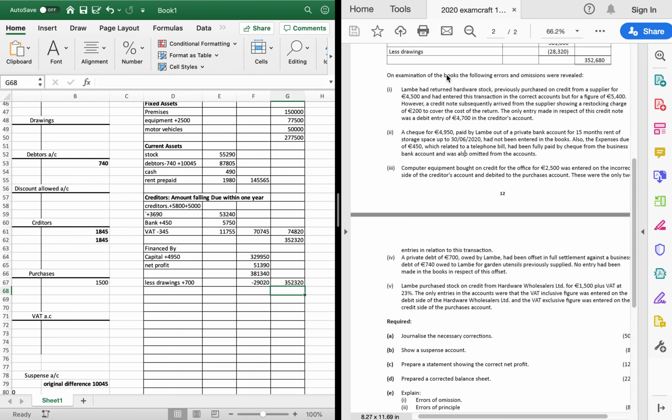An error of principle is where you've got the principles of your accounting wrong. So you posted something to the correct side of the incorrect account, or the incorrect class of account. So the best example of an error of principle is this one here: computer equipment bought on credit was entered in the purchases account. So it shouldn't go in purchases, it should go in equipment. So you've got the principle of accounting wrong, that you debit what you bought, which in this case is equipment. All right. So you get all those marks.